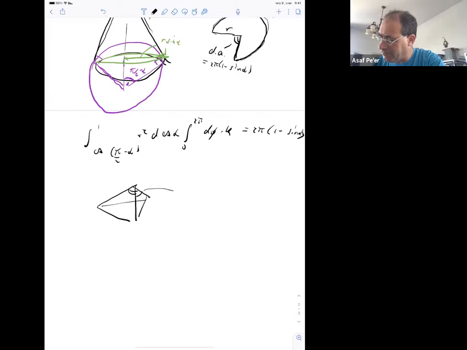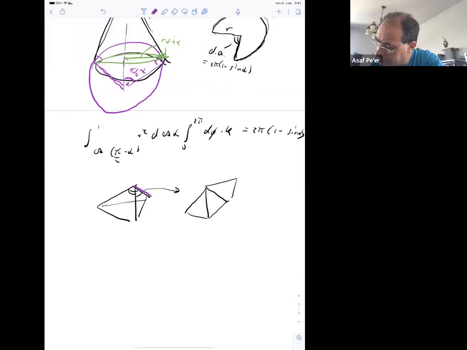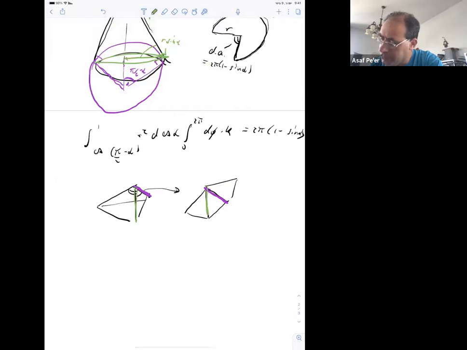So if I open it up, I'll have this 1, 2, and 3. If I change the color, this will be the purple, so this will be 1, 2, this is the purple. This will be the green one, and this is the green one. So basically, open it.